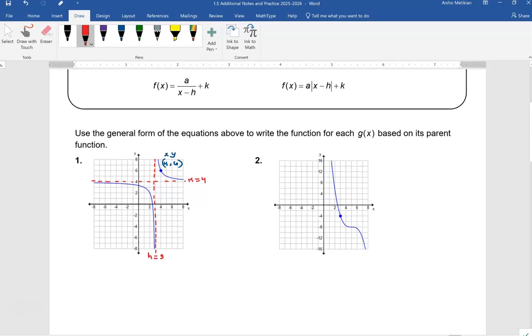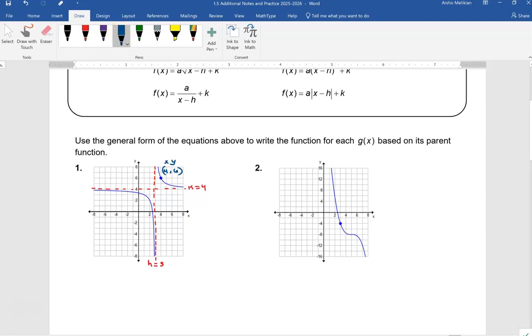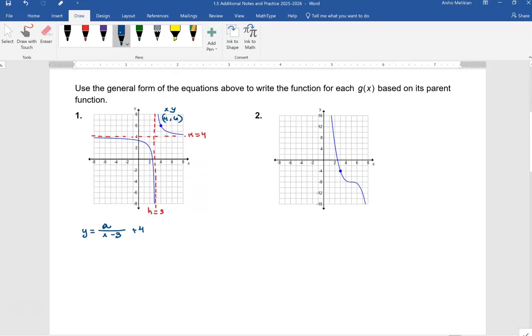So now look at this. The equation will be y equals a over x minus 3 plus 4. I'm not going to put in the x and y for a minute. Does that make sense with the transformation? Shifted right 3, up 4. But now I also have an x and y. Why don't we plug in the x and y?